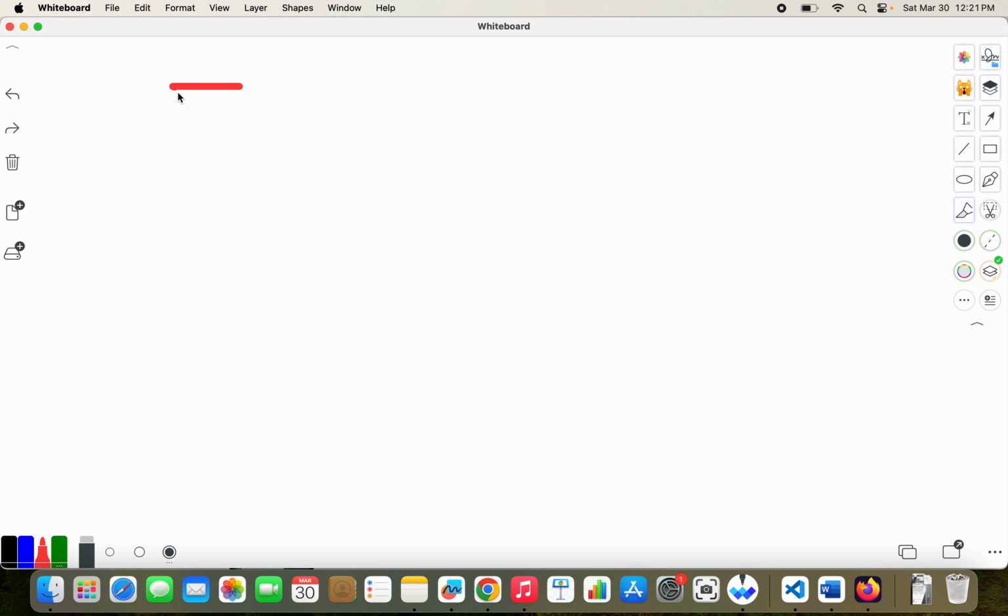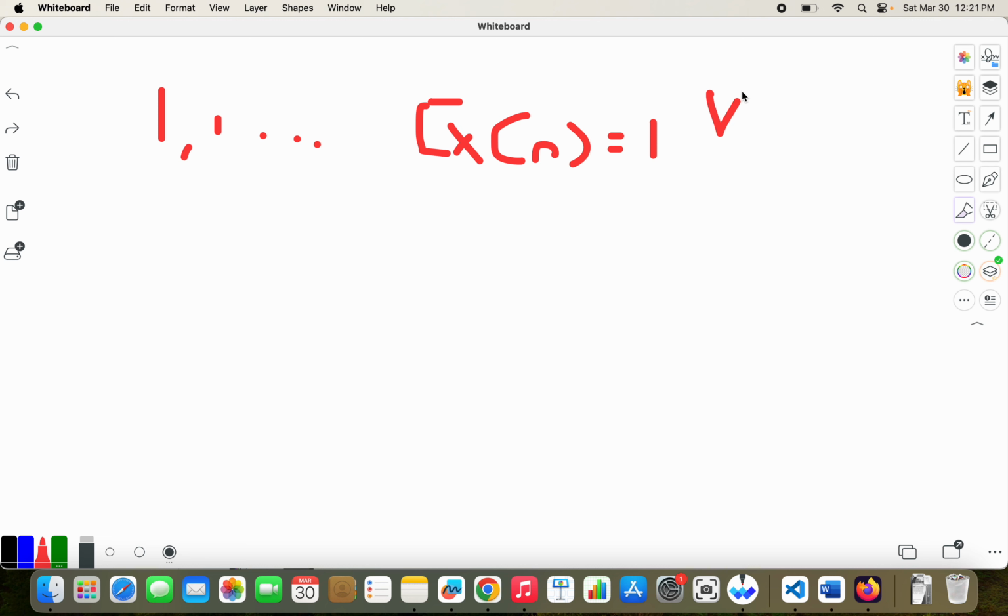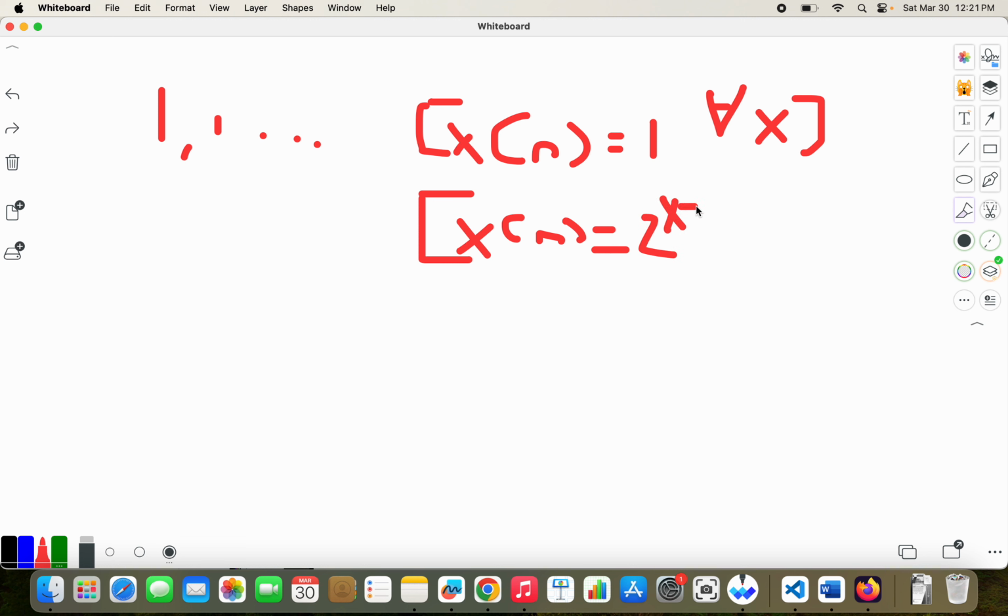Here's what 1, 1, 1 means formally: x of n equals 1 for all n. And over here it's x of n equals 2n minus 1 for all n. And the last one is just 1 over n. They literally already put it.